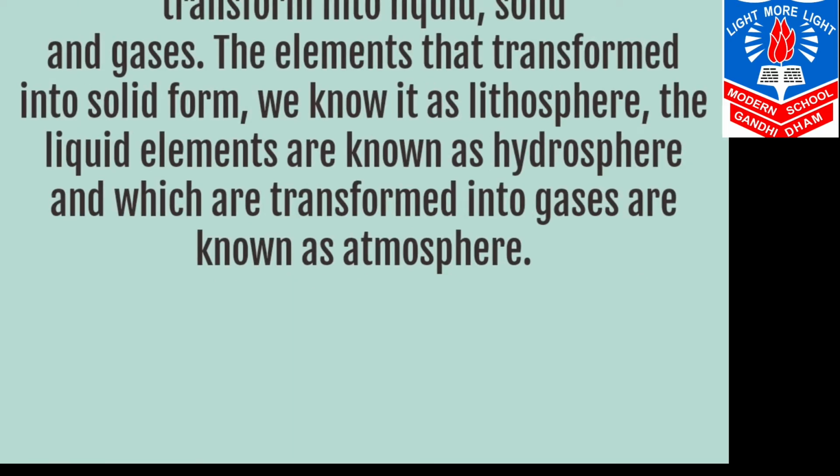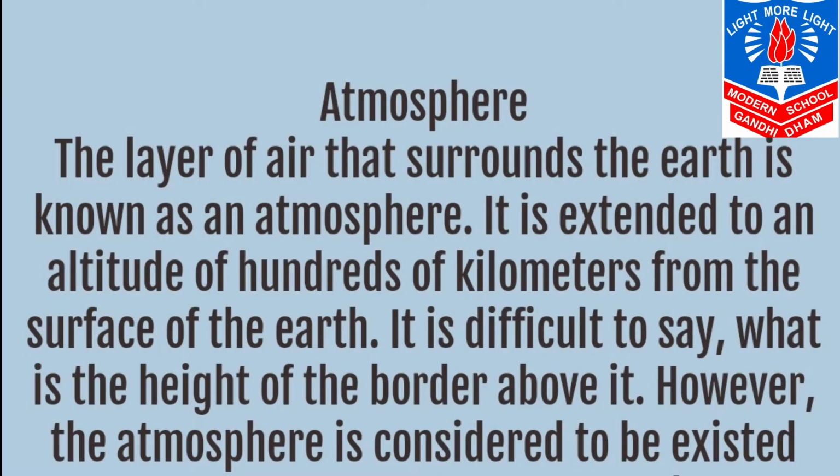form. The elements that transformed into solid form are known as lithosphere, which we have already studied in the previous chapter. Then the liquid form is known as hydrosphere, and those which transformed into gaseous form are known as atmosphere. The layer of air that surrounds the earth is known as atmosphere.